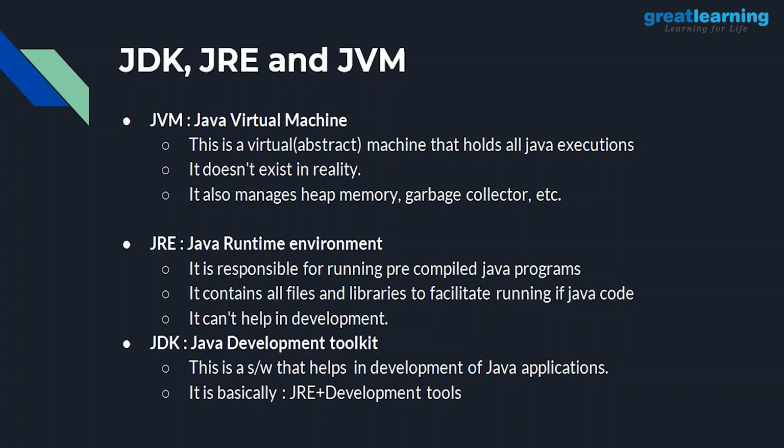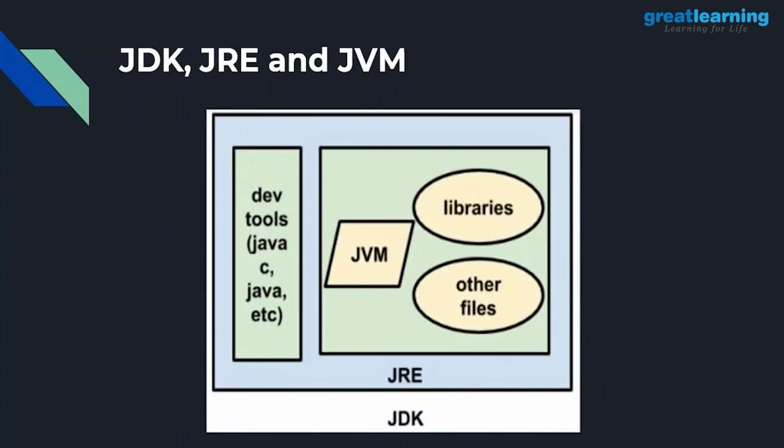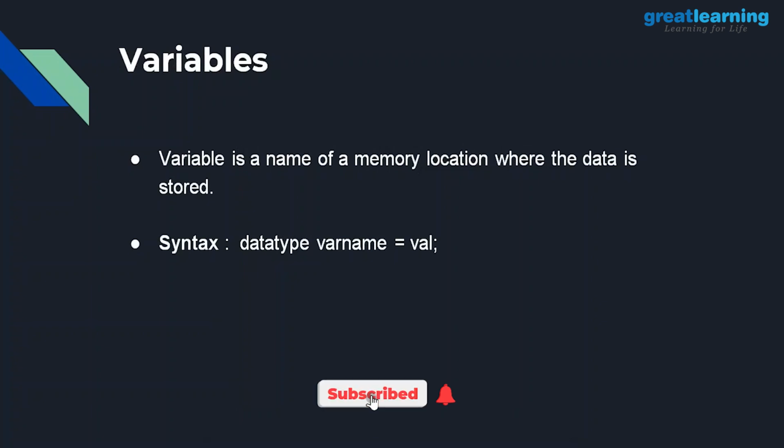Now the variables. The most important thing in Java is a way to store your values, right? If we talk about day-to-day life, if you want to store some water, what do you use? We use a bottle. If you want to store maybe cereals, rice and all those things, we use a container. Similarly, if you want to store some value in Java, we have to use variables.